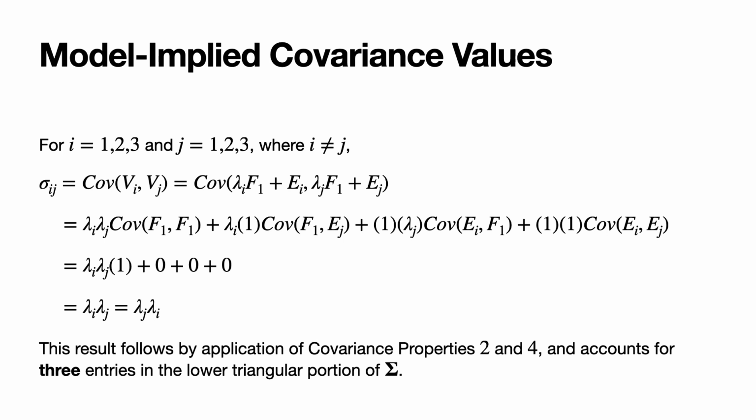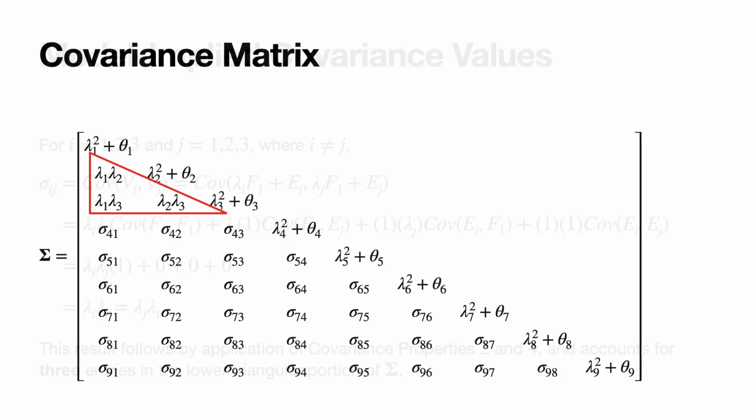And so sigma sub ij is equal to lambda sub i times lambda sub j, which is also equal to lambda sub j times lambda sub i. So these results follow by application of covariance properties 2 and 4, and it accounts for 3 entries in the lower triangular portion of cap sigma, as shown on the next slide. So those results provide the formulas shown here.